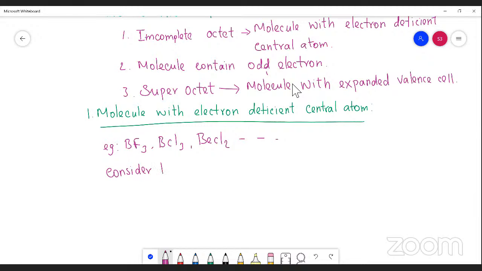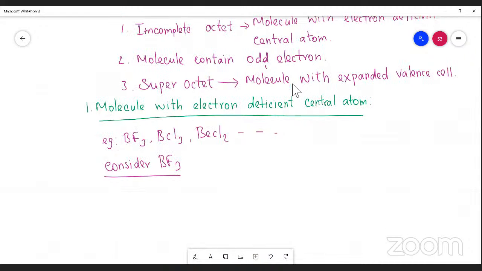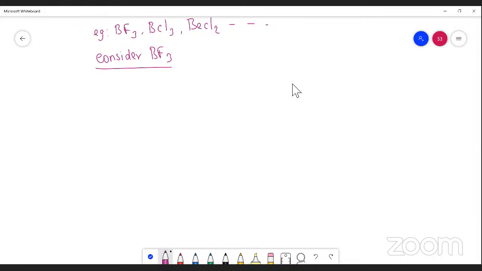Consider BF3. Now listen. While taking BF3, first we want to find out the total number of valence electrons and the skeletal formula. What is the skeletal formula? Boron is the central atom. Why? Boron is less electronegative than fluorine, so the less electronegative atom should be in the center, except hydrogen and oxygen.